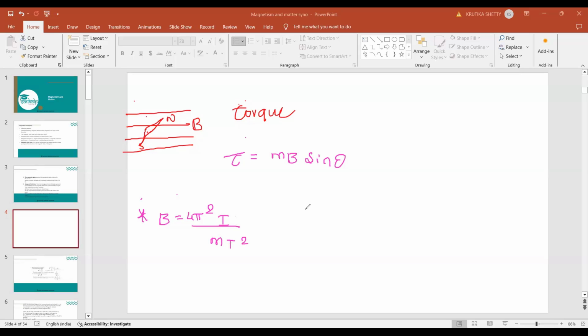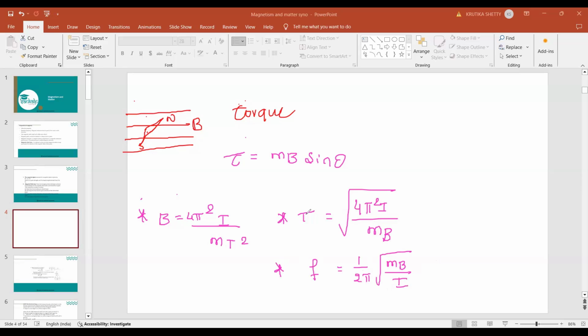Please note down the formula for the time period. Modifying the equation, T equals root of 4 pi square I divided by MB. This is the time period. Similarly, the frequency is given by 1 by 2 pi under root of MB divided by I.